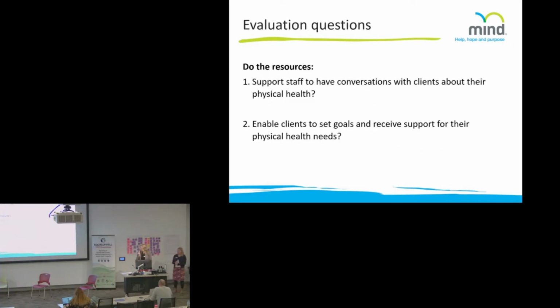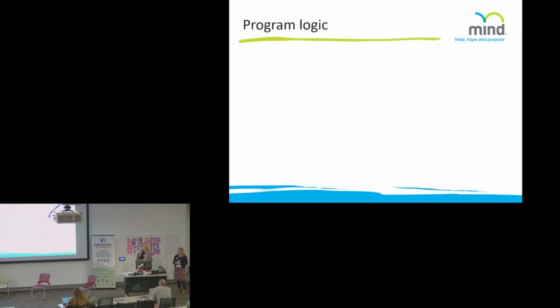So essentially from this point, we wanted to work out how to evaluate whether these resources were having an impact. The research team worked with Carolyn and Clara, a peer cadet, to come up with some evaluation questions, which were: do the resources support staff to have conversations with clients about their physical health? And do the resources enable clients to set goals and receive support for their physical health needs? So these evaluation questions helped guide the development of a program logic, which I'll talk you through now.